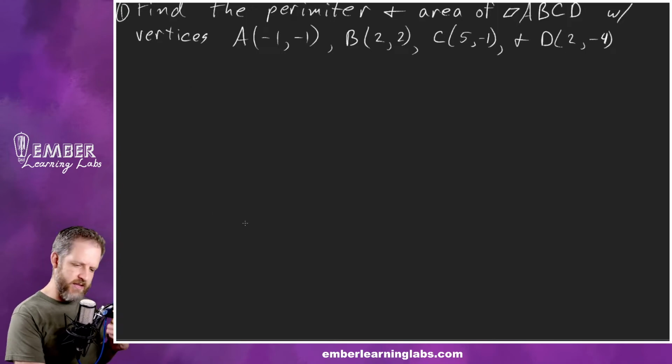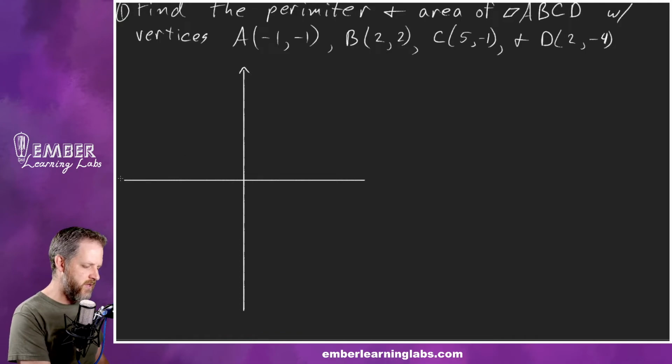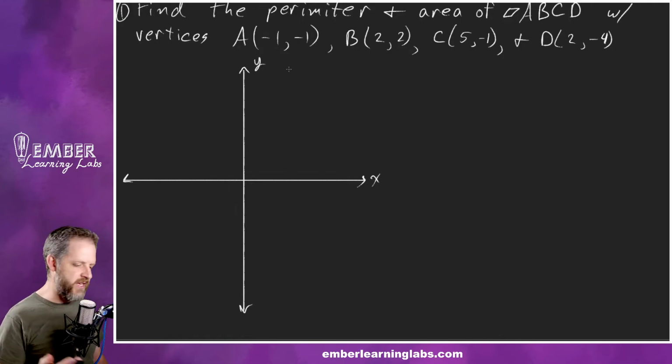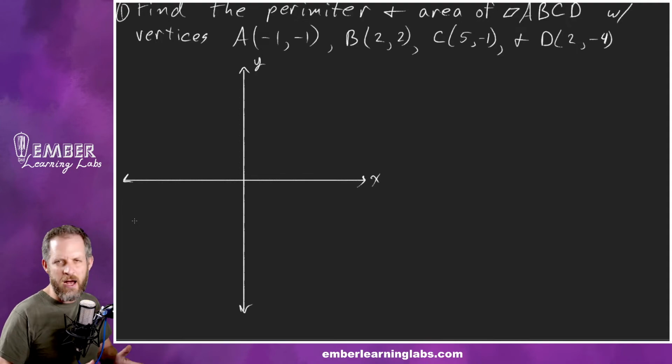So this is going to be our sketch for this problem. We're going to draw our axes, give myself a little more space than that, and we're going to label them X and Y. And then we're going to go ahead and plot these points. I'm not super stressed about getting it perfect, but it's going to be helpful to have a picture.